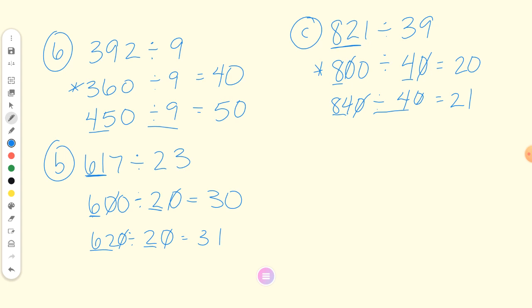Cam, D. 408 divided by 50. Okay, what did you round first? 408. Nope. You didn't change that one first. Which one do you got to change first? 52 to 50. Yeah, we have to change the divisor first so we know what multiples we're looking for.